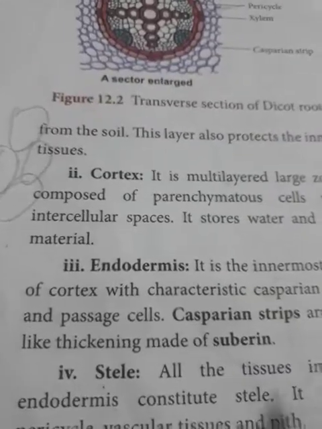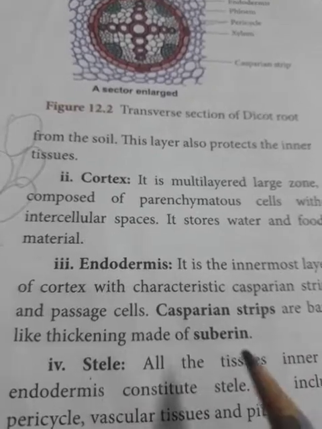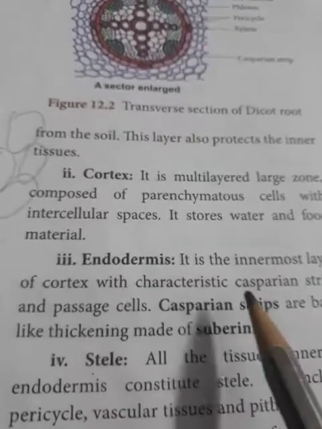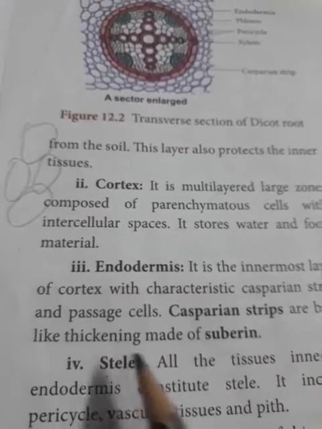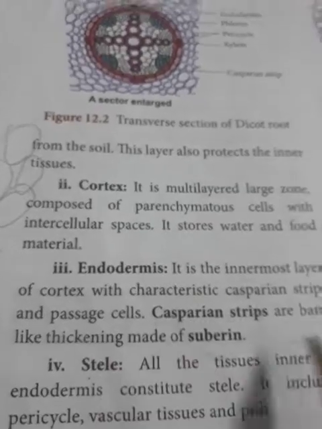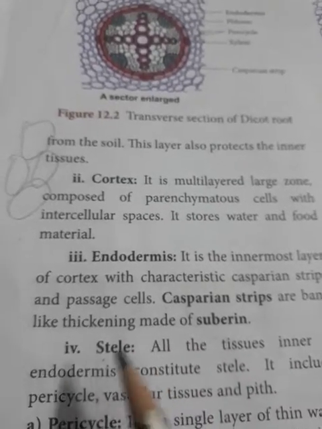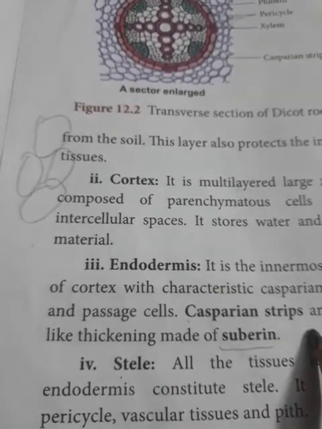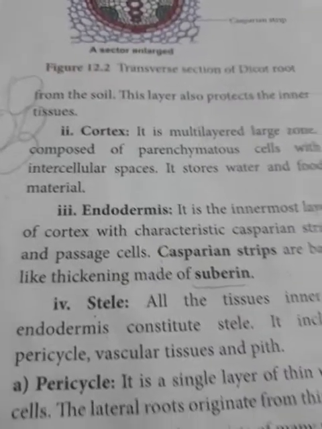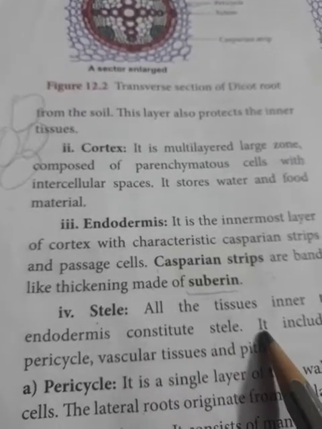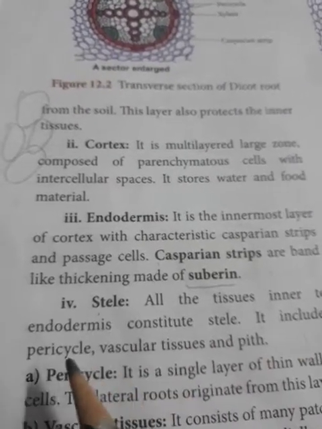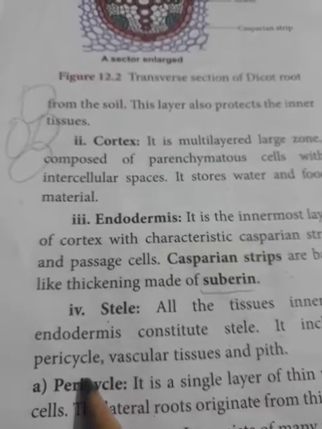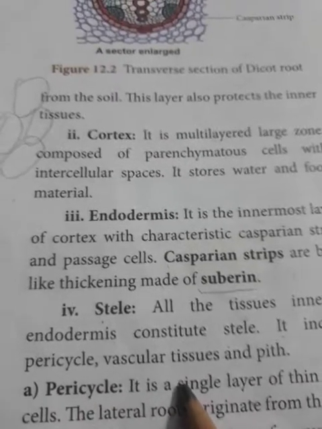Now the third part is called the endodermis. It is the innermost layer of the cortex with characteristic Casparian strips and passage cells. Casparian strips are band-like thickenings made up of suberin. That is the extra word, a 1 mark question. Now we have to come to the stele. All the tissues inner to the endodermis constitute the stele. What are the parts there? Pericycle, vascular tissues, and pith.